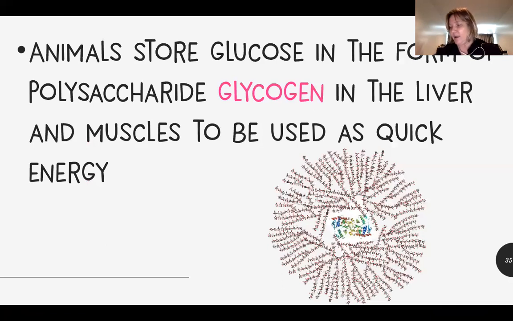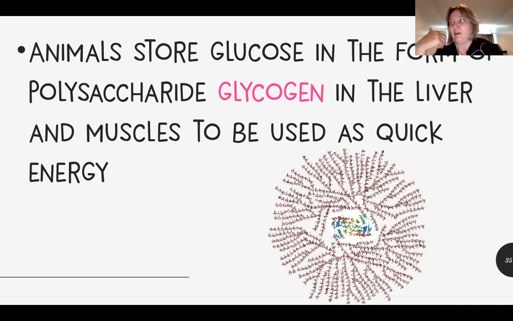Now, if we have excess glucose in our blood that we're not using for energy at the moment, it is put together in a large branched complex molecule, which you see there in the diagram. This is called glycogen. For animals, we store glycogen mostly in the liver, but there's a small amount of glycogen stored in the muscles, just in case you need it as quick energy.